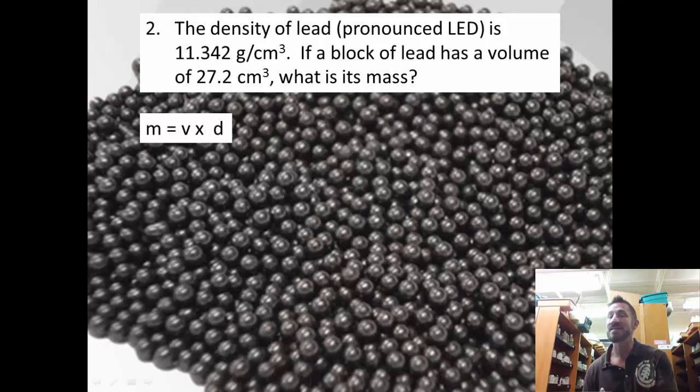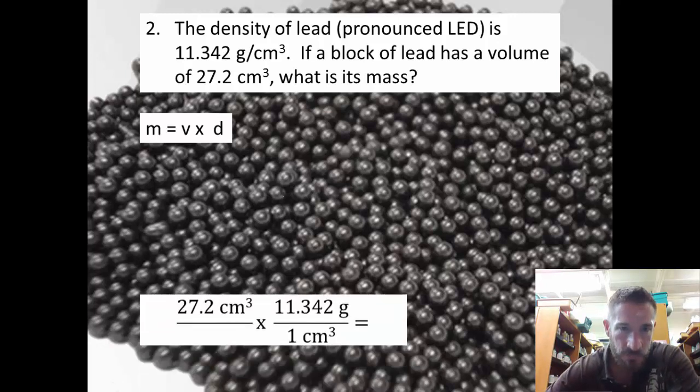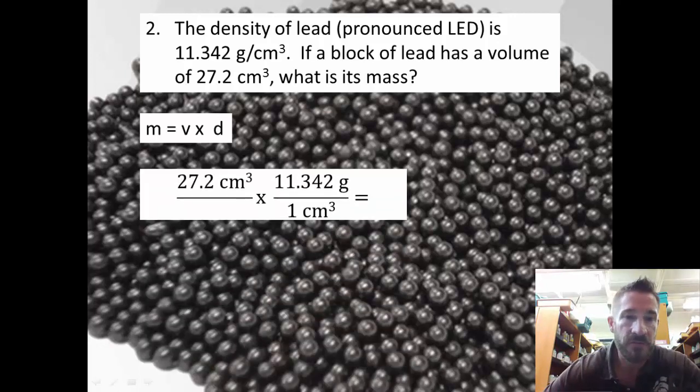If you're finding density, nothing factors out. But in this problem, something will. Let's look. So first we take the volume. The volume is 27.2 centimeters cubed. Then we multiply that by the density.